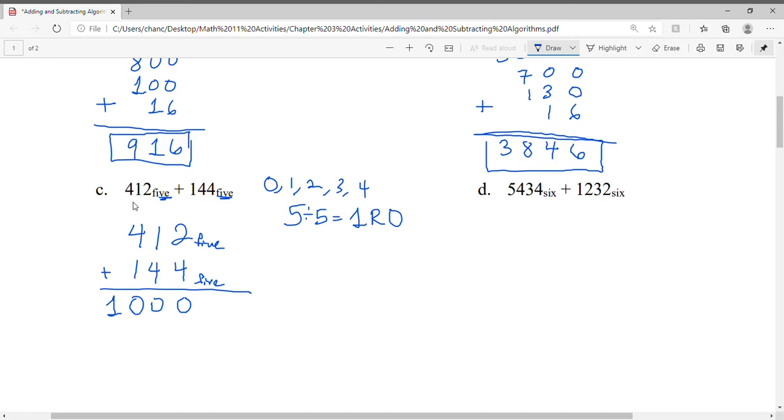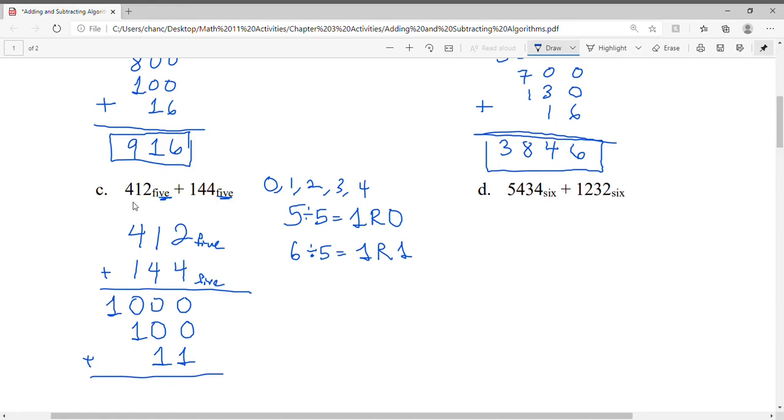Now we'll do 1 plus 4. Well, 1 plus 4 is again 1, 0. So I'm going to put a 1 and a 0 here. 2 plus 4, that's 6, but 6 does not exist in base 5. Let's divide it by 5. I get 1, remainder 1. So this means I have a 1 here and a 1 here.